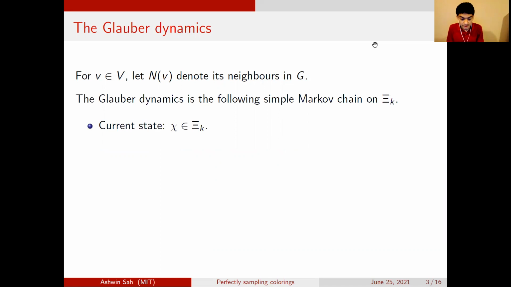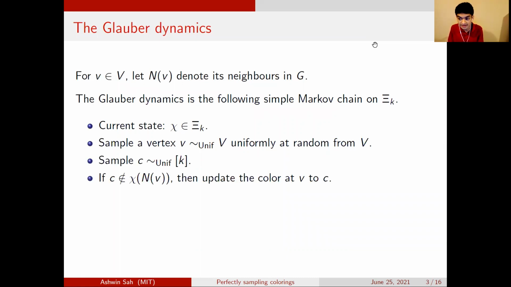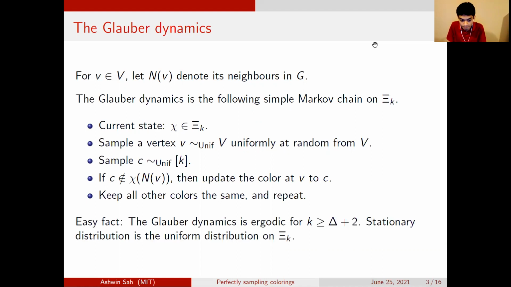Given a current state coloring chi in psi sub k, we consider the following Markov chain with the following update step. We sample a uniformly random vertex from the graph, and we sample a uniformly random color. If the color is not in any of the colors of the neighborhood of that vertex, we update the color of that vertex to this new color. Otherwise, we do nothing. This produces a new valid coloring, and all the other vertex colors are kept the same. We then iterate this as a Markov chain.